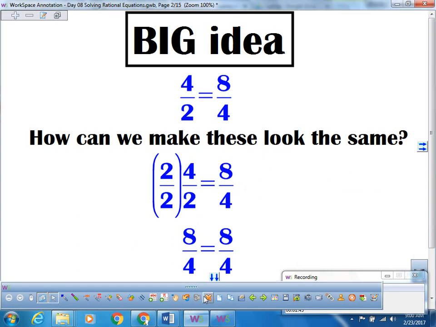Okay, does everybody agree that if I multiply the left side by 2 over 2, I get 8 over 4? And everybody believes that now I have 8 over 4 is equal to 8 over 4, everybody agrees that's the same, right? I think it equals 2. So if the denominators are the same, the numerators have to be the same. They have to be.